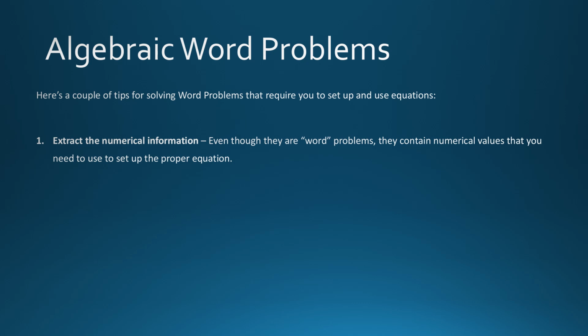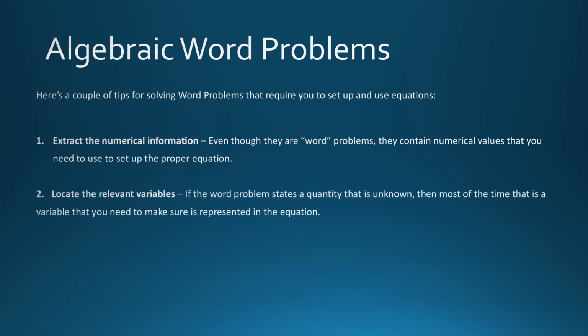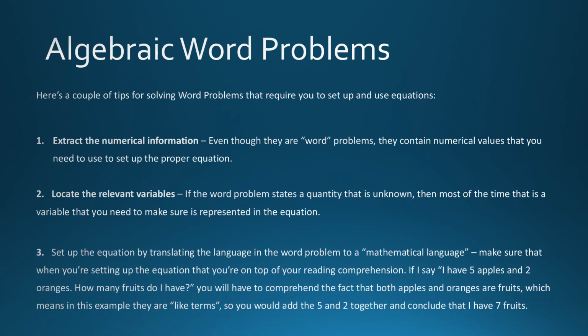2. Locate the relevant variables. If the word problem states a quantity that is unknown, then most of the time that is a variable that you need to make sure is represented in the equation. 3. Set up the equation by translating the language in the word problem to a mathematical language.